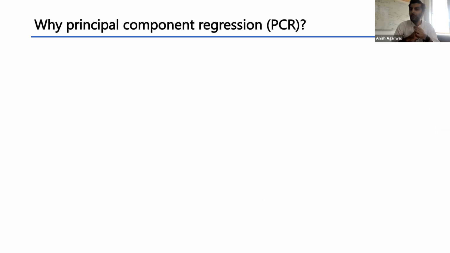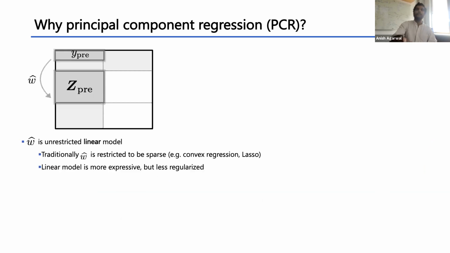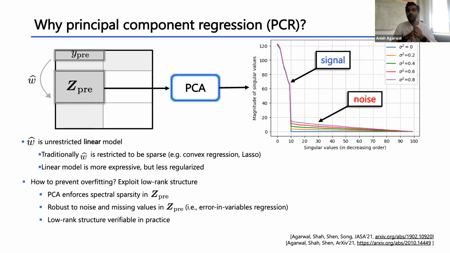So why a principal component regression, or PCR, rather than a convex regression? As you can see, one benefit of doing PCR is that you're not restricting W hat, so it's allowed to be a linear model. Versus if you do convex regression, or more recently, some people have also been thinking about doing lasso, that restricts the W hat learned to be sparse. Now, a linear model is obviously more expressive, but the problem is you might have overfitting, especially if you have lots of donors or lots of units that you're running this regression over. So the question is, how do you prevent overfitting?